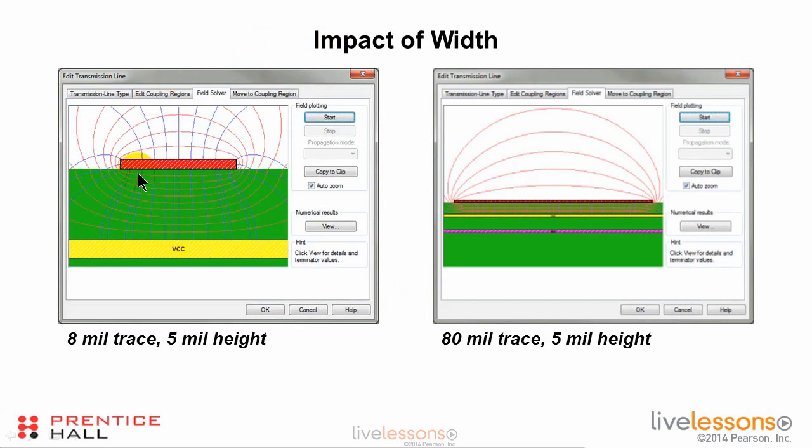This is an interesting case where we look at the impact of trace width. Here we have an 8 mil trace, 5 mil height above the plane, and we can see what the electromagnetic field looks like around that trace. Now here's an 80 mil wide trace with the same 5 mil height above the plane. And look at the difference of how much of the electromagnetic field now is captured between the trace and the plane, with just a little bit of it radiating out into space compared to the narrower trace.